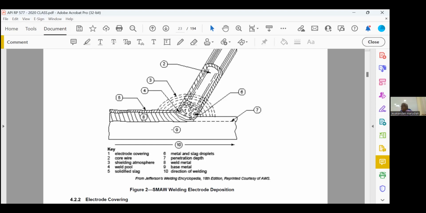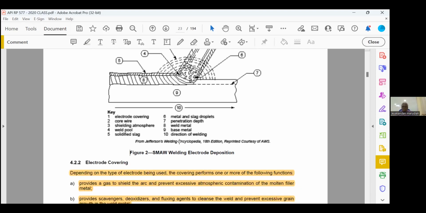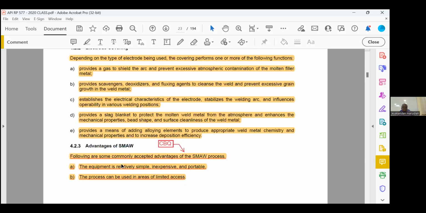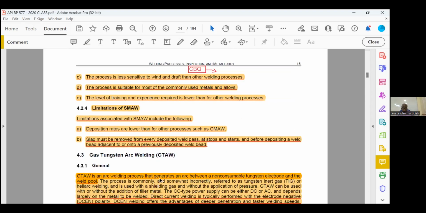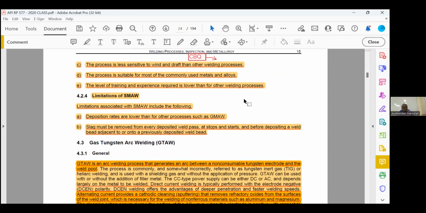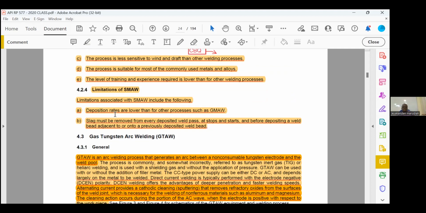These are the disadvantages. So highlight this one, advantages and limitations. Advantages, highlight: following are some commonly accepted advantages. The equipment is relatively simple, inexpensive, and portable. The process can be used in areas of limited access. These are closed book. The process is less sensitive to wind and draft than other welding processes. The process is suitable for most commonly used metals and alloys. The level of training and experience required is lower than other welding processes. Limitations: deposition rates are lower than for processes such as GMAW. Slag must be removed from the deposited weld.